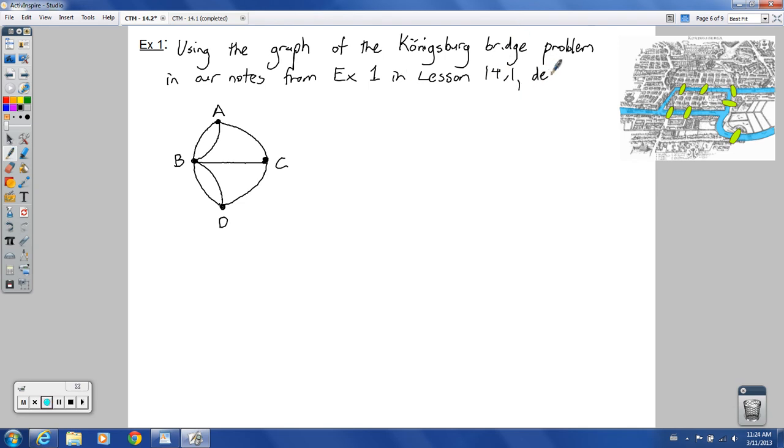Okay, from there we're going to determine if an Euler path or Euler circuits exist. So let's see what we think. This will be our solution. So we need to determine, first of all, how many odd vertices there are. That's the big thing. That's the key that we need to figure out.